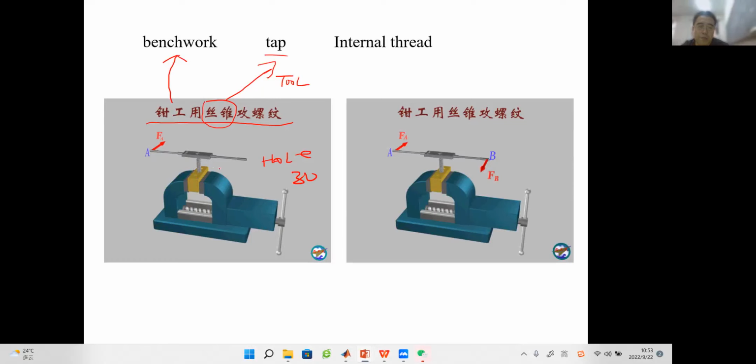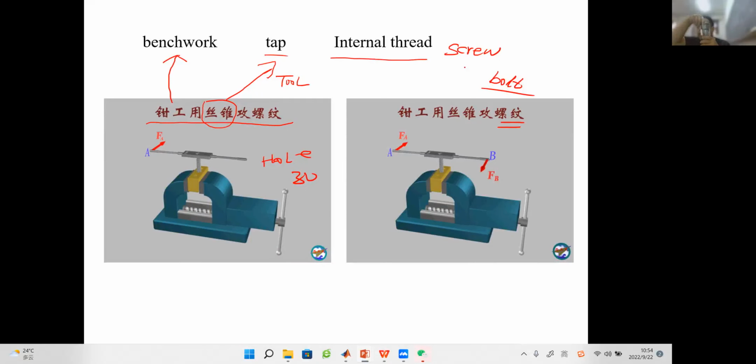We want to manufacture some internal thread or internal screw. Screw means 螺纹. We use this kind of thing very often. You can think about the last time I used it, because you can see my water bottle again. Can you see? I'm sorry. So actually, it's a kind of screw.